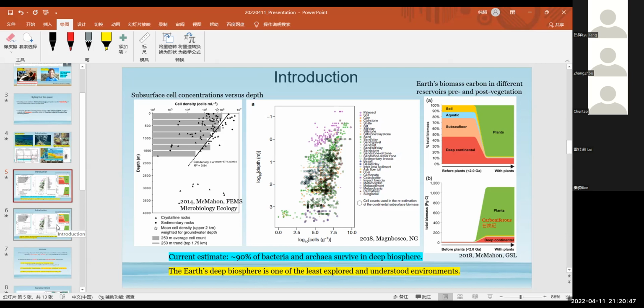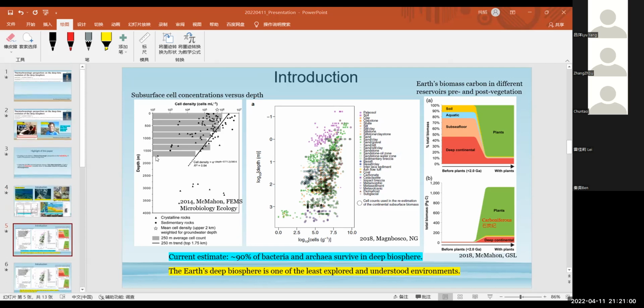Okay, I think Lei has a question. I think Lei means the cell density, or do you mean? I didn't get it. Actually, I also have a question here, Chantal. For the cell density here, do they mean the cell density in 1 milliliter of fluid, or do they mean something else? For this paper, I didn't see the details. This paper was just published by biologists, and I think they count the cells.